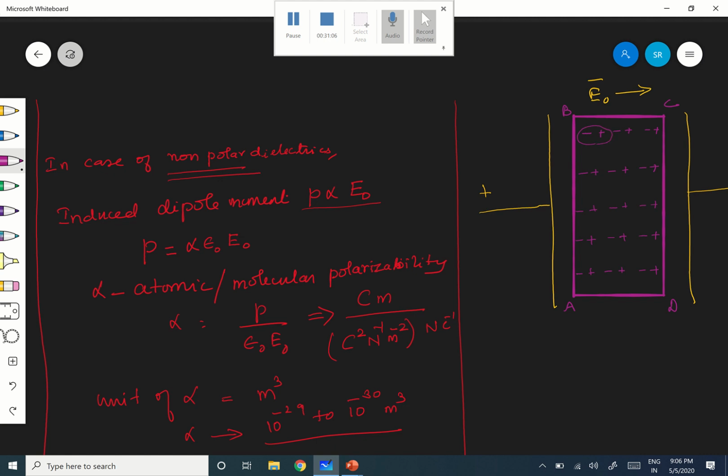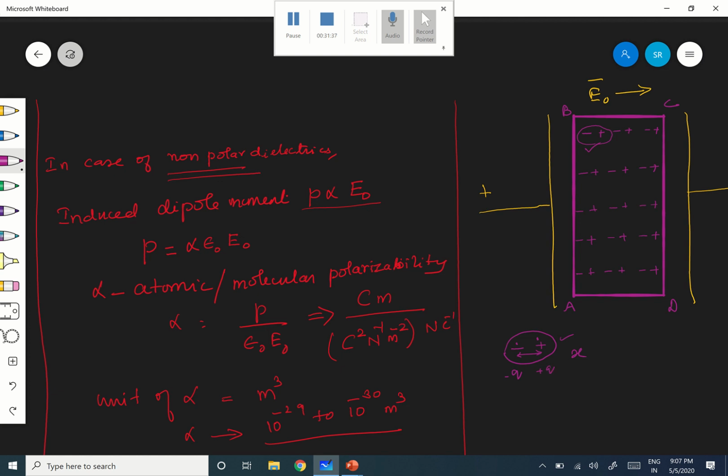Okay, therefore if you take a single molecule, what is the distance of separation between the center of mass of positive and negative charge? Here I have taken a negative and a positive charge in a single molecule. Let the separation be x, and the charges are minus q and plus q.